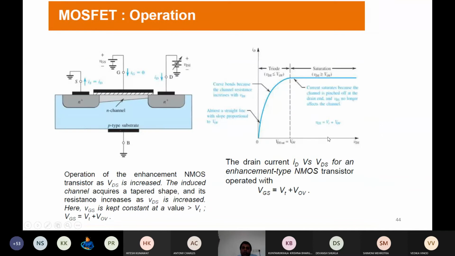Next, for the saturation region, what is the requirement? The channel is there, but if you want to switch to the saturation region, VDS must be increased further, in such a way that VDS is greater than VGS minus VT. Then it reaches the saturation region. So initially this graph shows that there are three regions here.